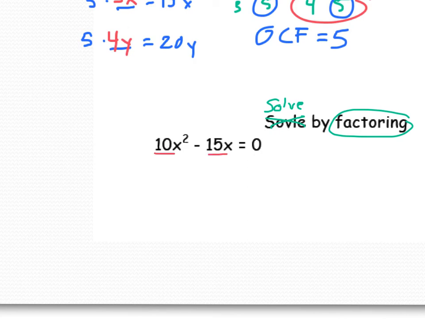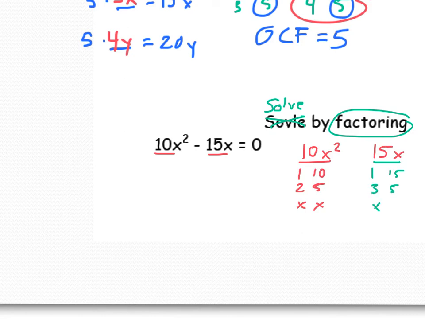So what we're going to try and do is think about what the factors are. Now I did it separately in the last examples, but let's think about the factors of 10x squared and 15x. Looking at the numbers, I have 1 and 10, 2 and 5, and then I have x and x. So I'm going to write that out. For 15x, I have 1 and 15, 3 and 5, and then just an x.